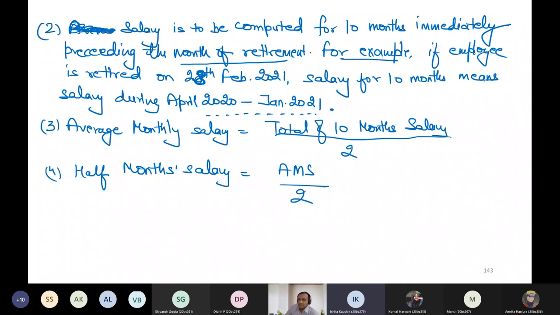Point clear or no? So you have written total of 10 months salary divided by 2. That is wrong. You divide it by 10. So first you take 10 months, then you lower it down to 1 month, then you lower it down to half month. That's it. That was written wrongly. Is this point clear now? Yes, sir.